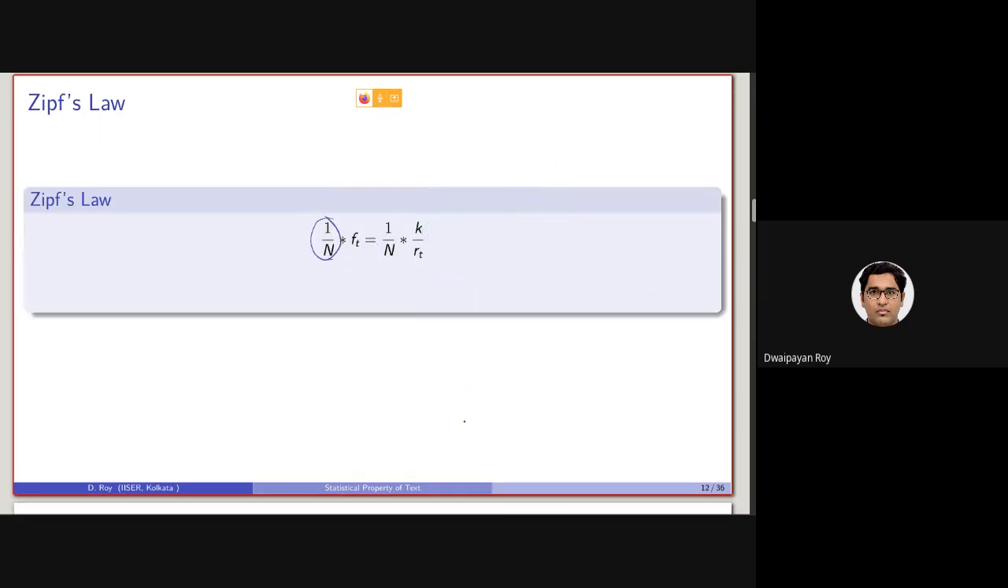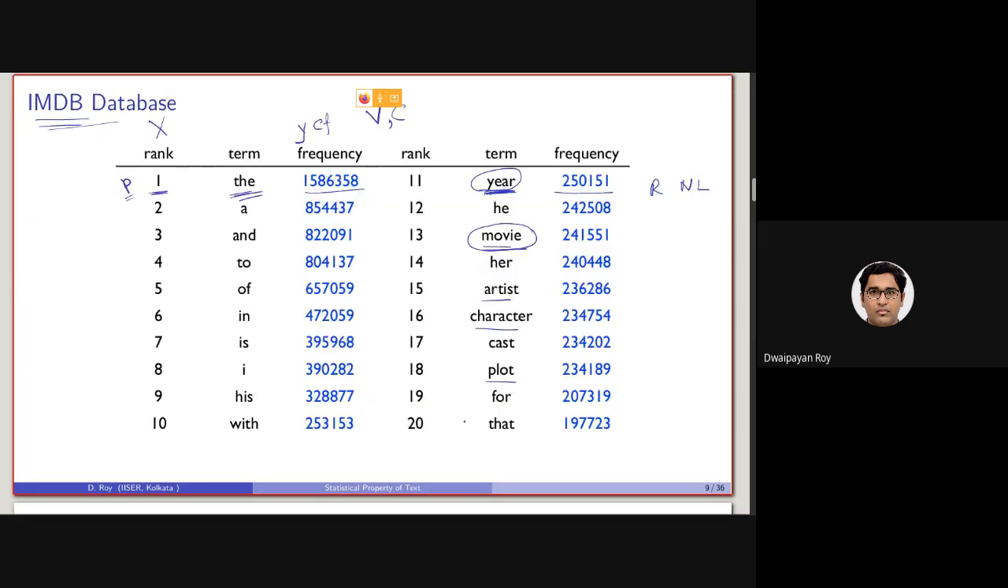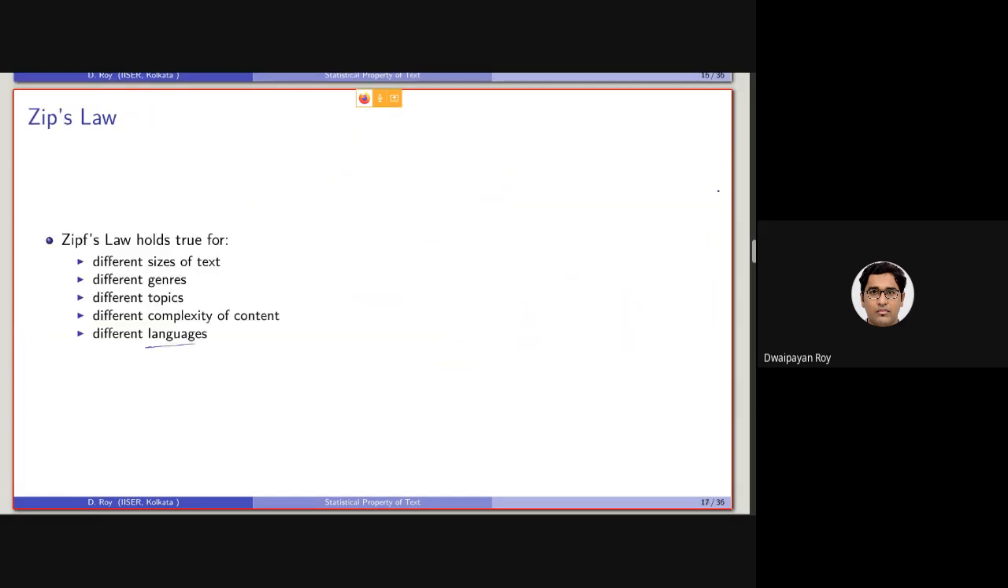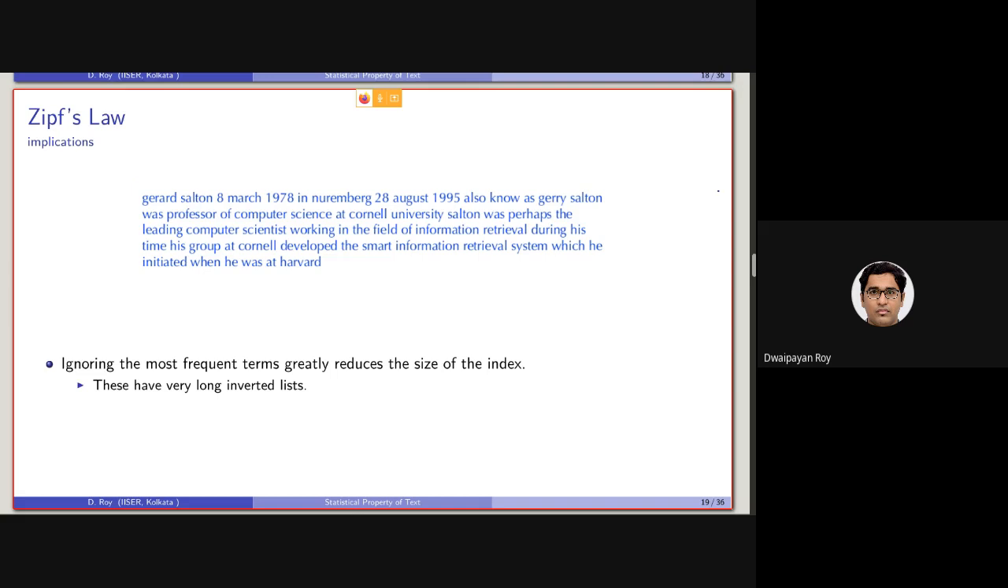And Zipf's law is a way to automatically identify those non-descriptive terms. Note that in a static stop word list, we will not be getting these terms. But we can understand that these terms are stop words for this data set. And by stop word, I mean terms which are non-descriptive. They do not have the power to discriminate a relevant document from a non-relevant one. So this is the implication of Zipf's law.